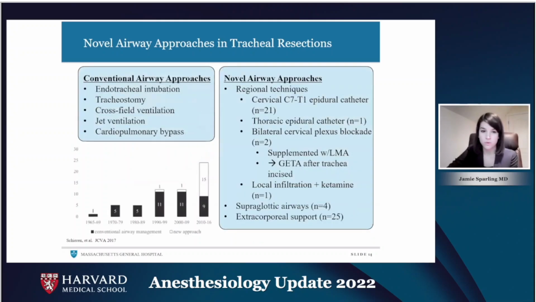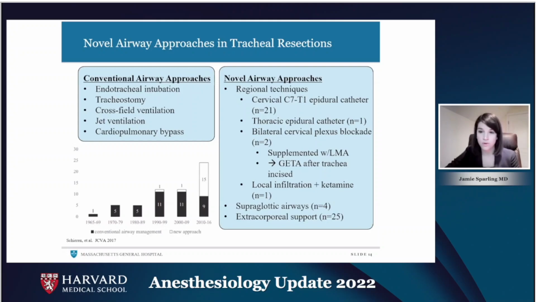In the lower left-hand corner, they've categorized the publications over time. You'll see in the last decade and more, increasing amounts of novel airway techniques have been described. In their analysis, they categorized conventional airway techniques as those including traditional oral endotracheal intubation, preoperative tracheostomy, cross-field ventilation, jet ventilation bypassing the stenosis, or pre-induction institution of cardiopulmonary bypass through peripheral cannulation.